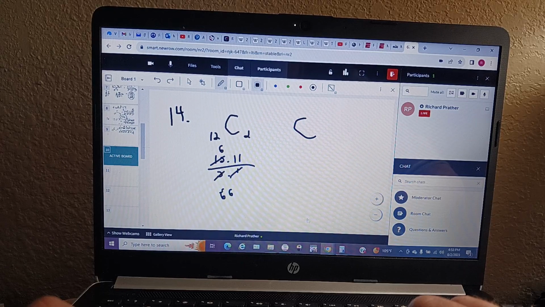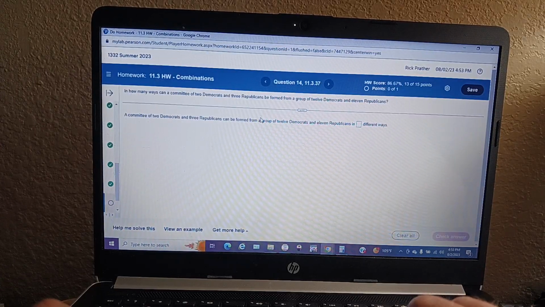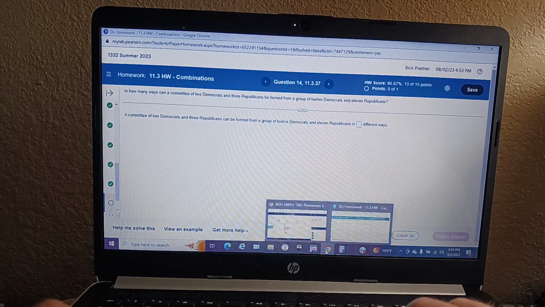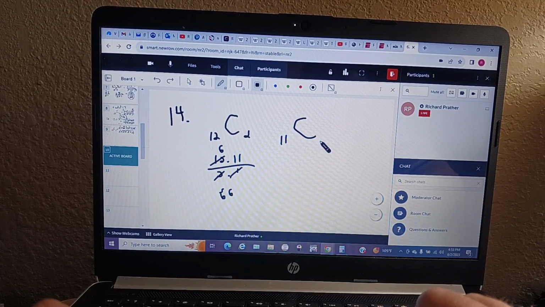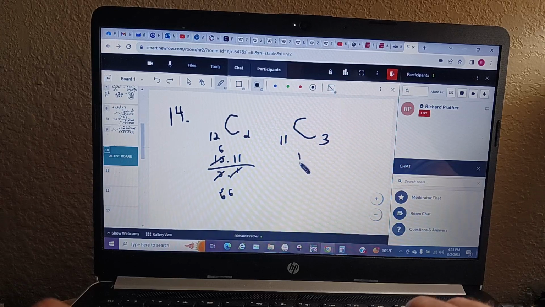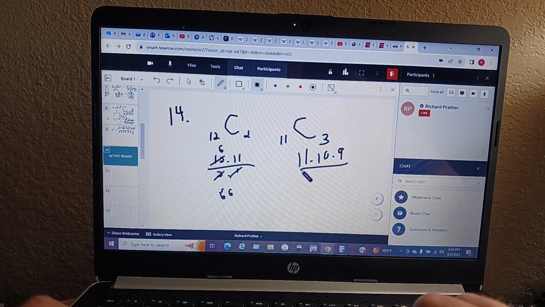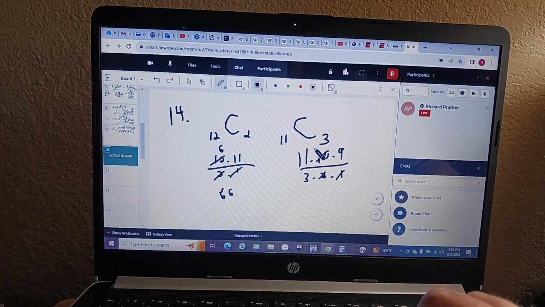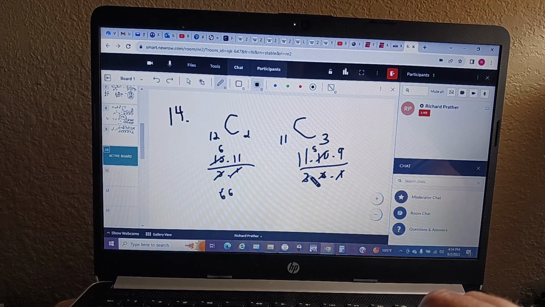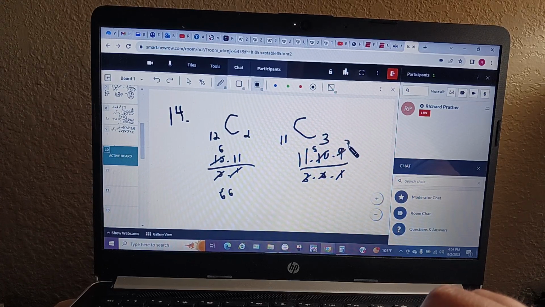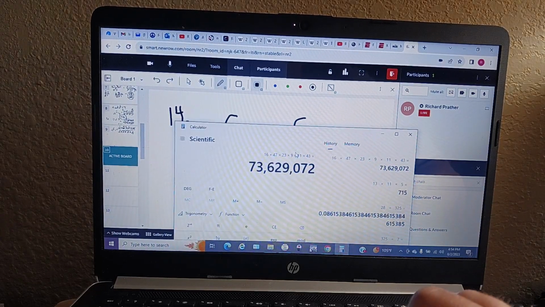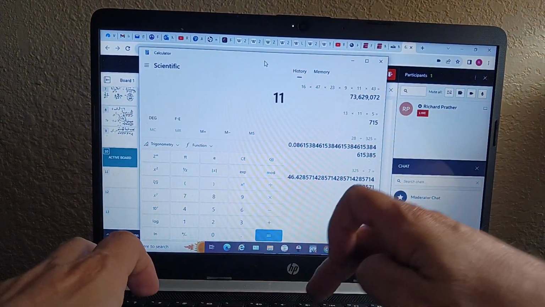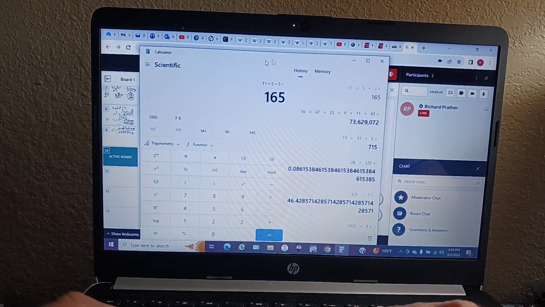So you want 2 out of 12 Democrats, and then you want 3 out of 11 Republicans. And remember, always put the bigger number first. 3 out of 11. So this would be 11 times 10 times 9, and then you would divide by 3, 2, 1. The 1 doesn't matter anymore. 2 can go into 10 5 times. 3 can go into 9 3 times. So it's 11 times 5 times 3. 11 times 5 times 3 is 165.